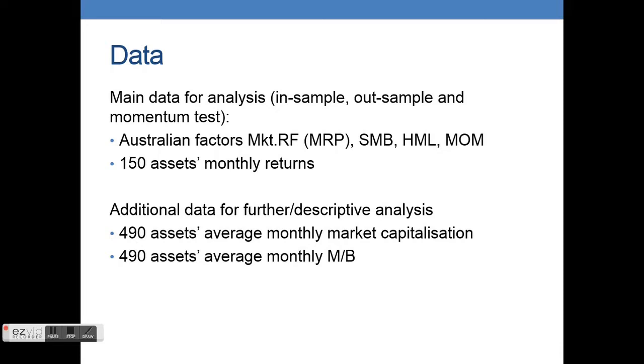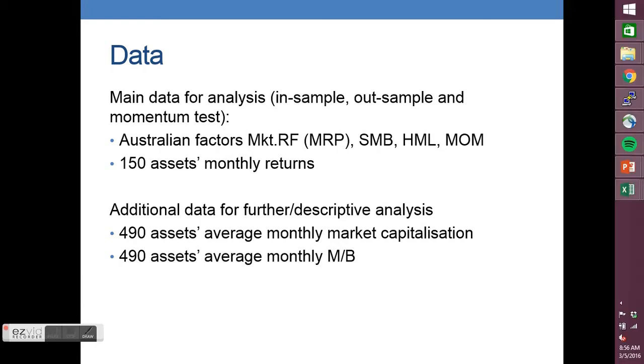You also have returns data for 150 stocks. These stocks are randomly chosen from the 490 stocks in the ASX 500. Additionally, you have size and market-to-book ratios for the 490 stocks. You will need to provide summary statistics for the 4 factors, the 150 stock returns, size and market-to-book ratios for the 490 stocks, and also for the subset of the 150 stocks. So let's start with the Australian factors.